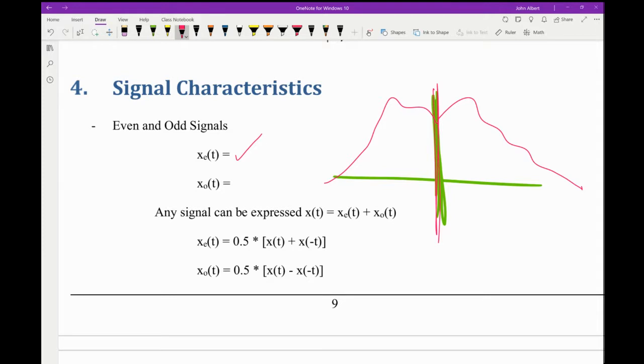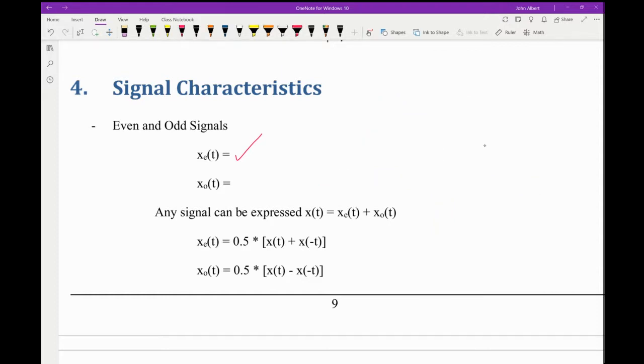Because you can always divide them into two halves, right? One half you put on the right, and one half you put on the left, for example. So a signal that is even has two halves that are exactly equal, or exactly similar, to each other. The part to the right is exactly similar to the part to the left. This is basically the definition of an even function.